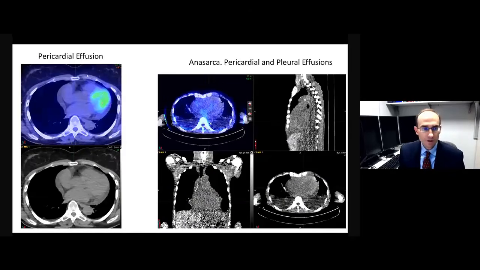So an example here, this is a good example of a pericardial effusion. As you can see here, this is probably a small pericardial effusion. It's relatively low density on the CT and does not demonstrate any radiotracer uptake. Over here is another example of a small pericardial effusion, also with some bilateral pleural effusions. Notice here on the CT, they're pretty low density, the same with the pericardial effusion. This is a patient that has anasarca.